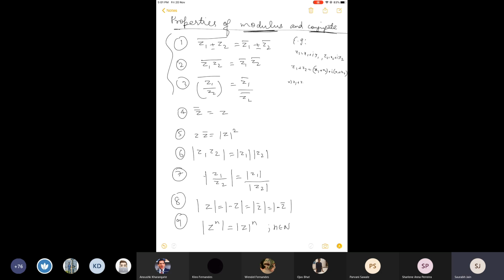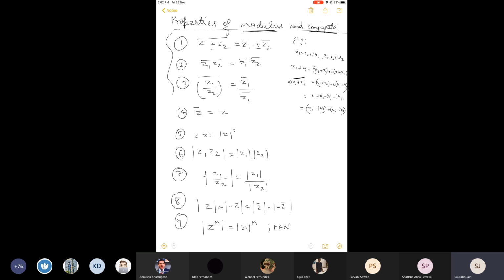Then if I write conjugate, what is the meaning of this? What is the meaning of z1 plus z2 whole conjugate? That means I am taking the conjugate of this complex number. What will happen when I take the conjugate? Plus iota will be replaced by minus iota. It will come out to be x1 plus x2 minus iota y1 minus iota y2, and this will be equal to x1 minus iota y1 plus x2 minus iota y2.